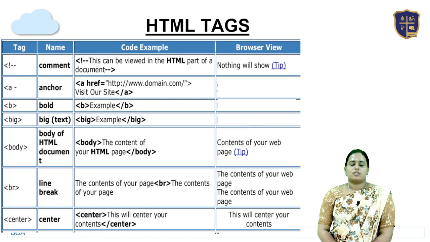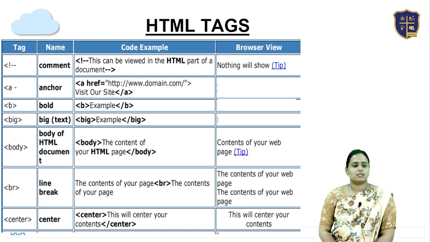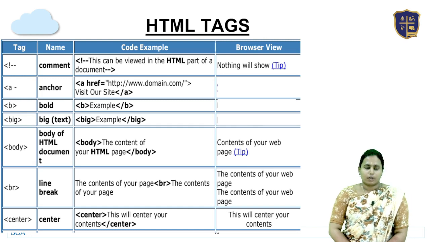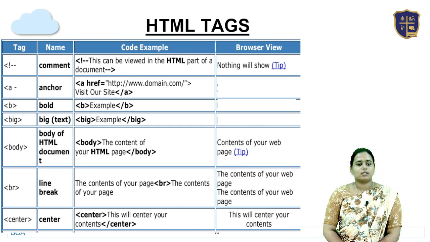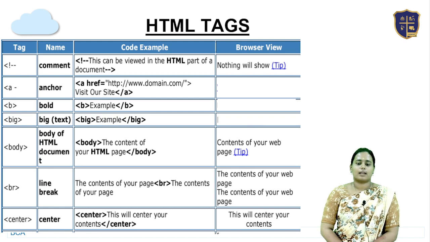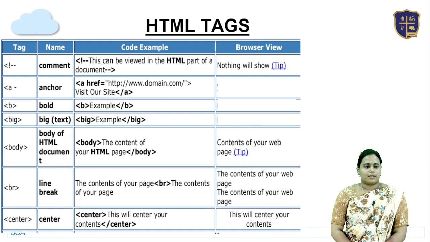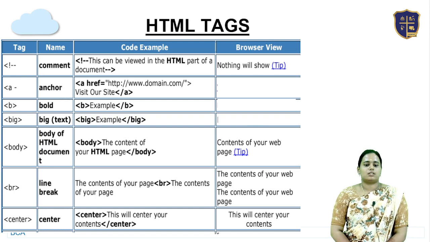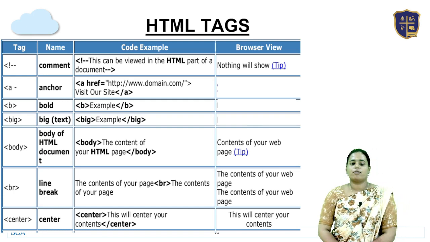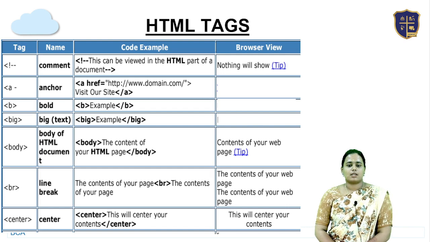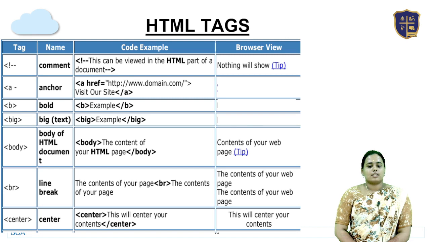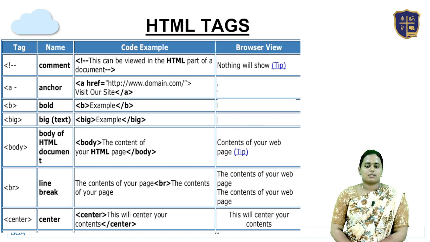It is bold, which is used to bold your text, and next, big and bold are very similar. And next, body tag, the body is an extra tag. The name of the tag is body of the HTML document. It contains the contents of your web page. Next, BR stands for line break, which breaks the line of the contents of your page. It means the content of your page will be divided. Next, center, the text will be aligned in the center, which means this will center your contents.